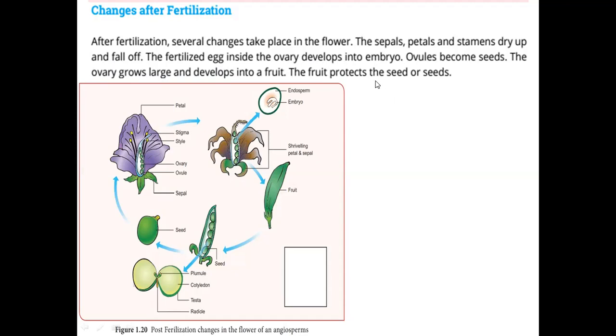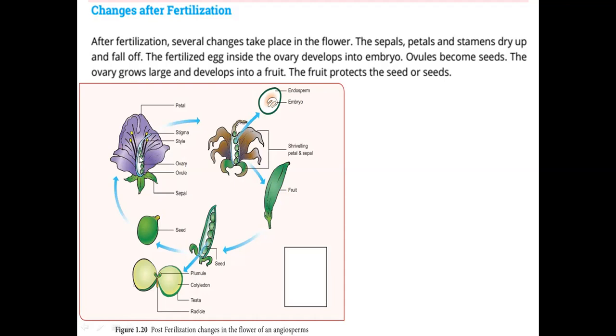Yummy, different fruits. So it means the fertilization process is very beneficial, not only for the plants but also for other living organisms. So the fruit protects the seed or seeds. You can see here in this diagram of a pea plant. Here is a flower, stamens, and this is the stigma, this is the ovary. You know that a pea has lots of seeds in it.